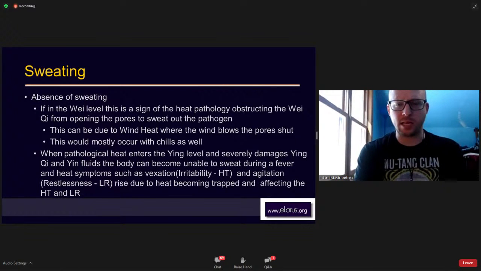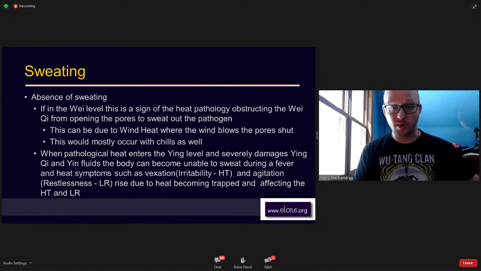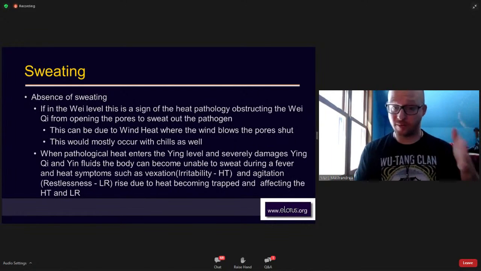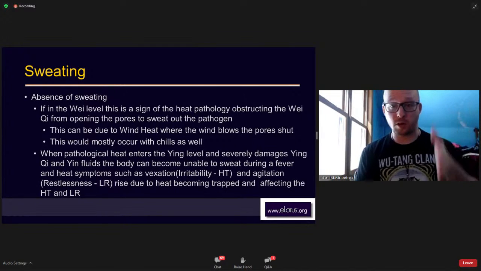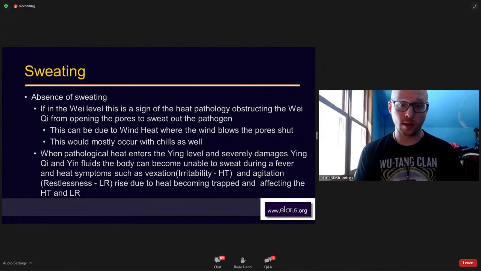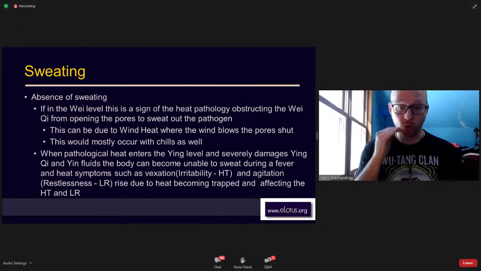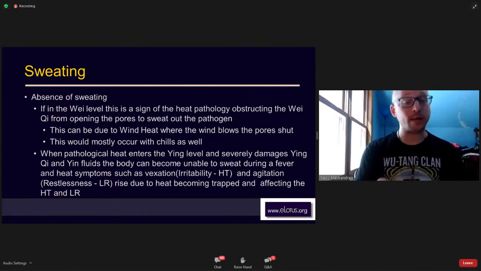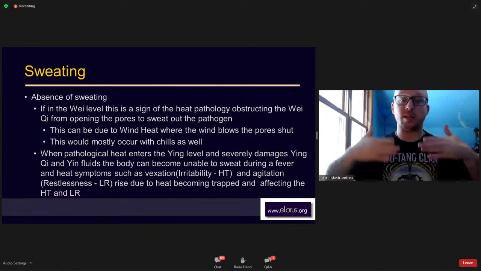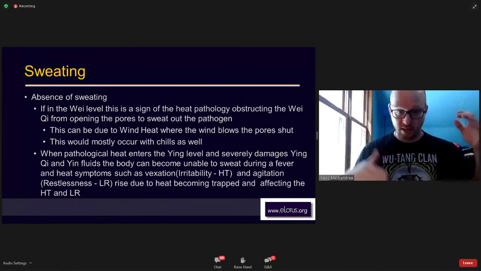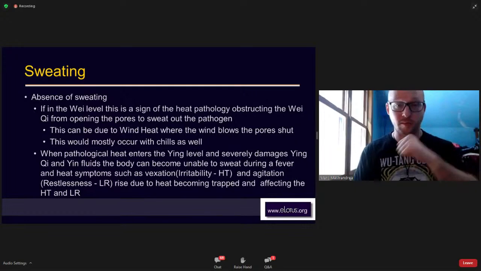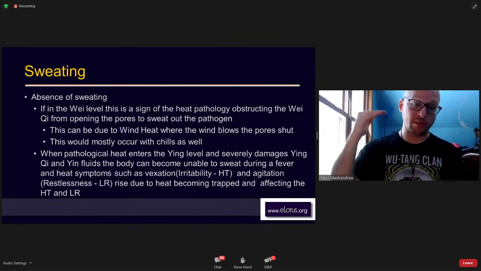When pathological heat enters the Ying level, it severely damages the Ying Qi and the yin fluids, right? So if it moves into the Ying level, even at the Qi level, it can start. When it severely starts to damage them, you'll notice a decline in sweating. Now, in the Wei level, you could notice a dry tongue, but you still might have sweating because the person is not that severely damaged with fluids. But as that tongue begins to peel, as the heat moves deeper and deeper from the Qi level to the Ying level, you'll notice that the level of sweating declines, right?